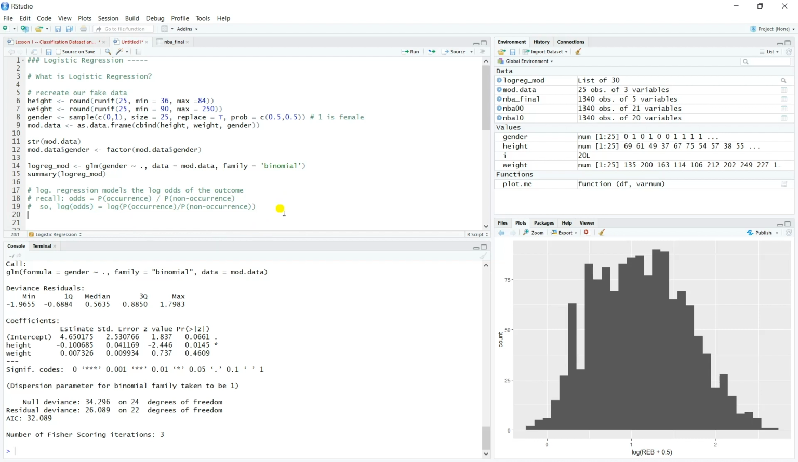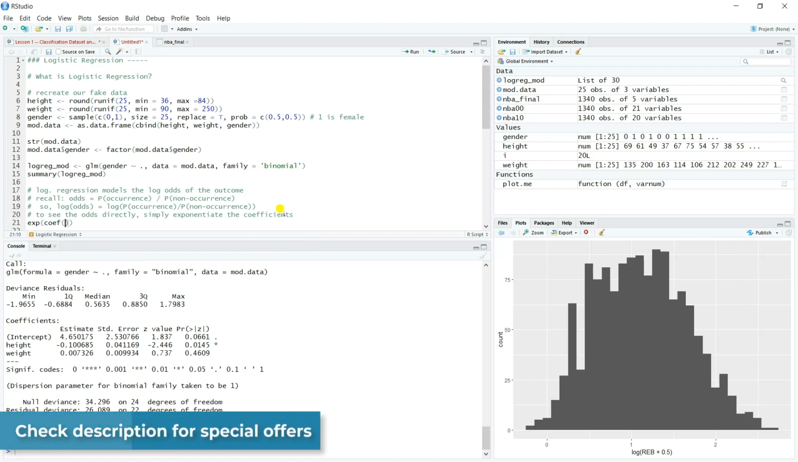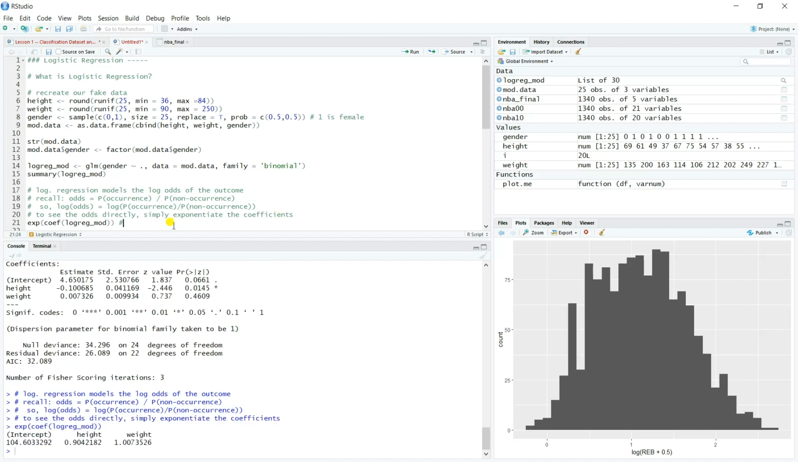And so to see the odds directly, we simply exponentiate the coefficients, right? So we'll exponentiate. I think if we say coef logarithm mod, that should give us our coefficients. There we go. Okay, so typically, don't try to interpret the odds for the intercept term, right?